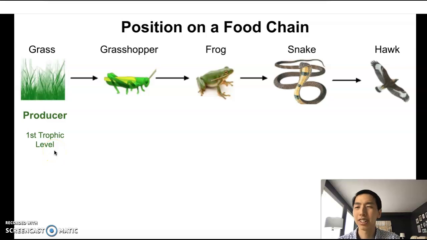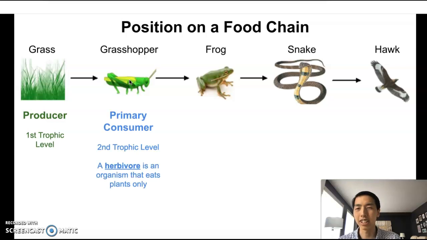Trophic comes from a Greek root word that stands for nourishment or nutrition. Since it's at the bottom of the food chain, it's kind of like the source of that nourishment. So we're going to call that the first trophic level. And then when we go up to the grasshopper, you may guess that that's going to be called the second trophic level. And it is. So the grasshopper, I've labeled it as the second trophic level.